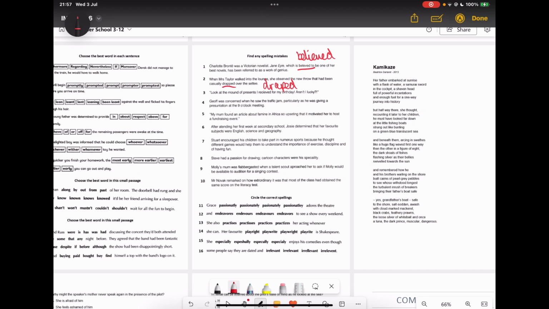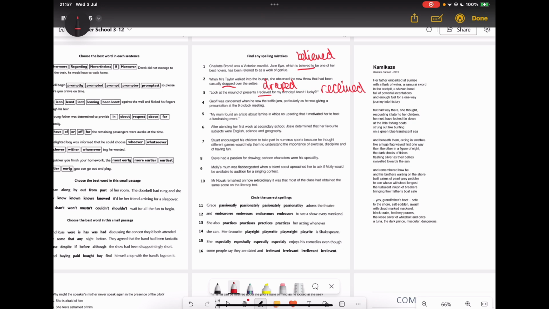Look at the amount of presents I received for my birthday. Aren't I lucky? This one will be received. So receive should be spelled RECEIVED. So rather than having IE, it should be EI. And that's a very common mistake. RECEIVED. Then next is question 4.